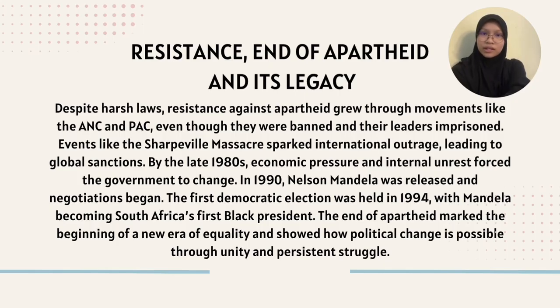By the late 1980s, the country faced serious internal unrest and economic decline. In 1990, Nelson Mandela was finally released and political negotiations began. The first democratic election was held in 1994 and Mandela became the country's first Black president. The end of apartheid marked not just a political change but a major step towards equality. It also proved that unity, resilience, and international support can help bring down even the most oppressive system.